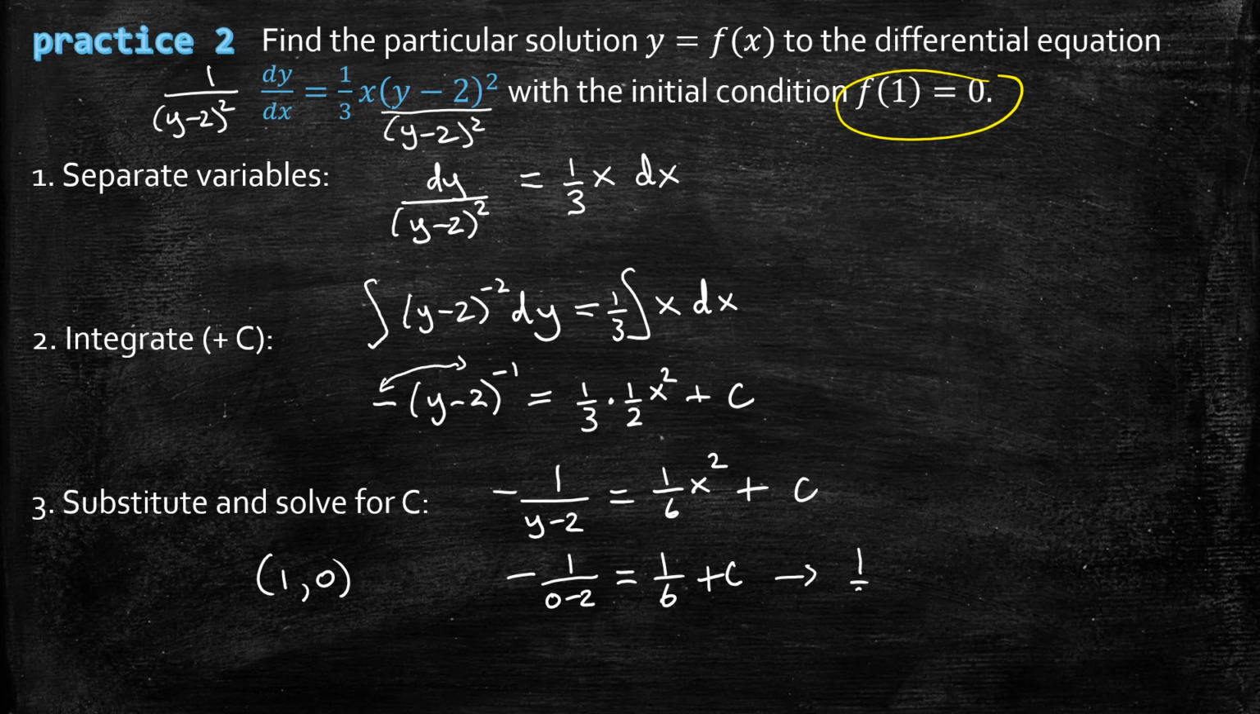That gives 1/2 equals 1/6 plus c. And this gives a constant of 1/3. And we'll proceed on to the next slide to finish solving for y. So here is the solution equation, the particular solution with the value of c replaced with 1/3. And then our last step is to solve for y.